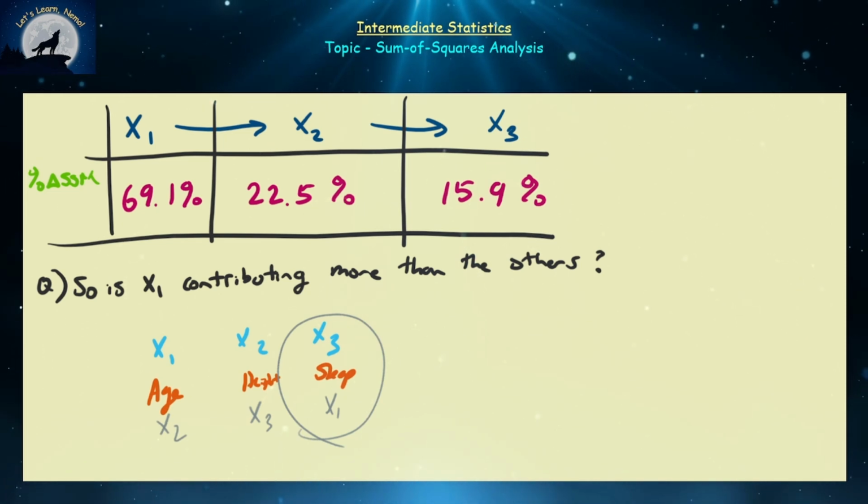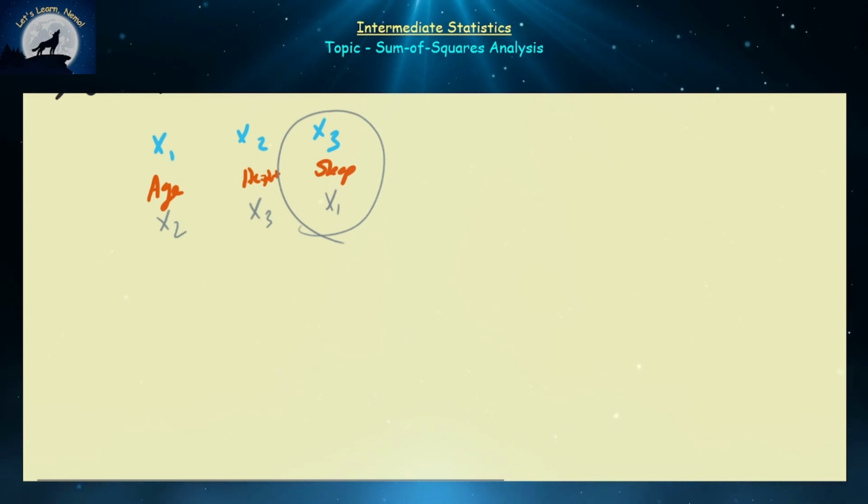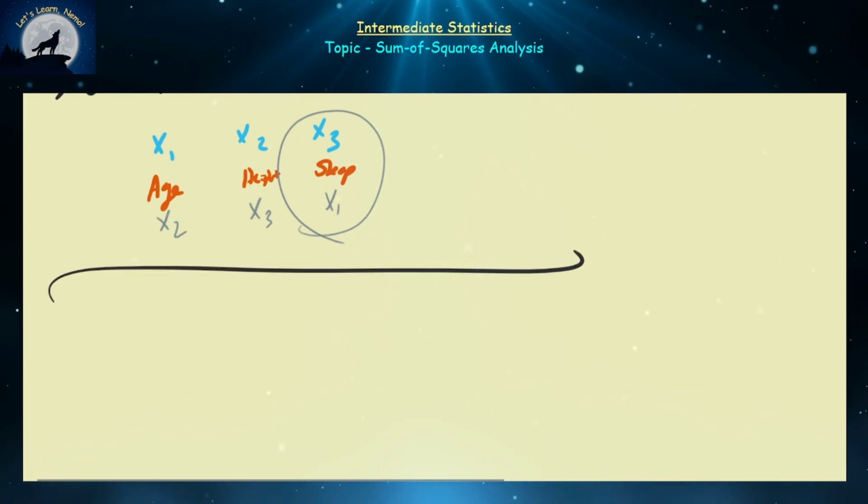So the natural question is, would that change still be 15.9% if we were to place it first? And would our next percentage change be 69.1%? And would our last change be 22.5%? Naturally it may seem that maybe that is the case, but let's experimentally check that out and see if that is actually the case. Before we experiment, what we're looking at is, does order matter for this sequential sum of squares analysis?